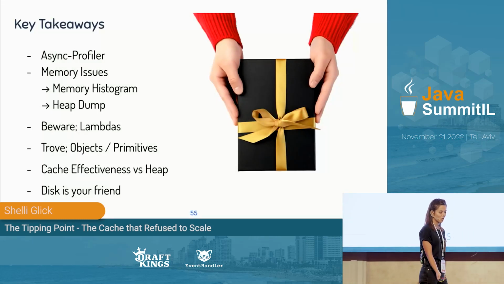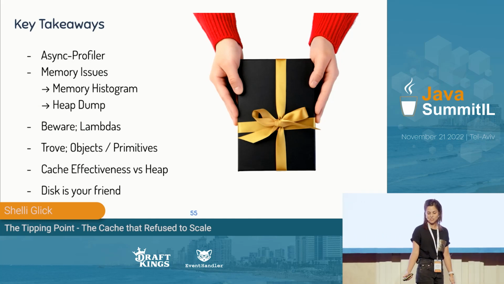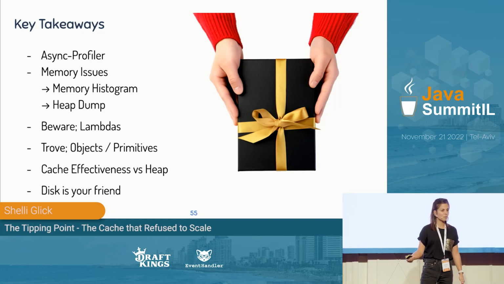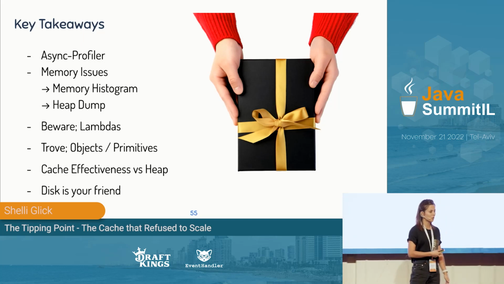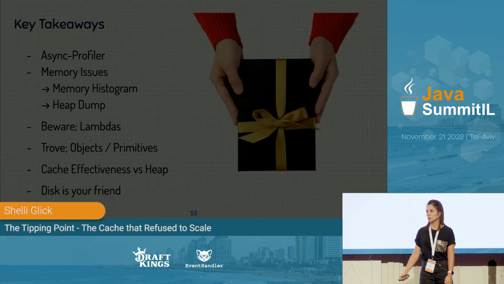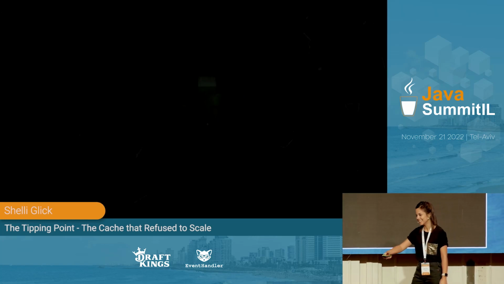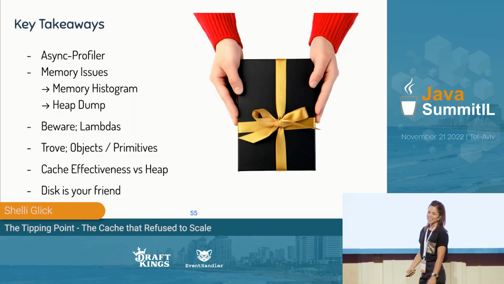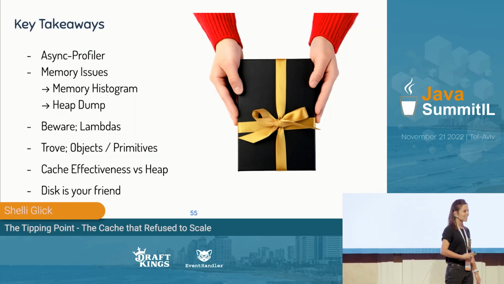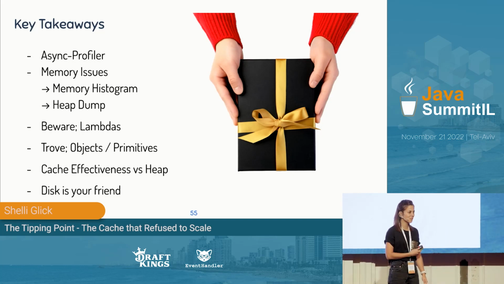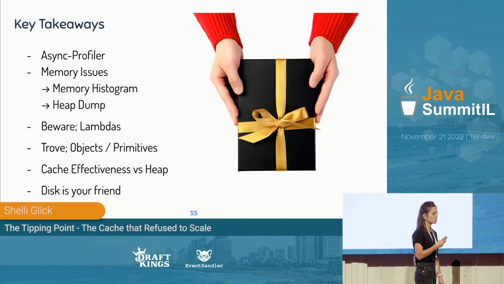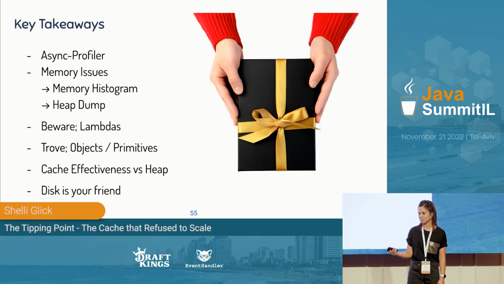And to our key takeaways. We discussed async profiler and its advantages over others. Tools to be used when dealing with memory issues, like the very verbose heap dump versus the lightweight memory histogram. We talked about lambdas and why they're not innocent. They keep the reference to the object that you pass to them. Trove collections and primitives over wrapper objects have a large impact when running at scale.